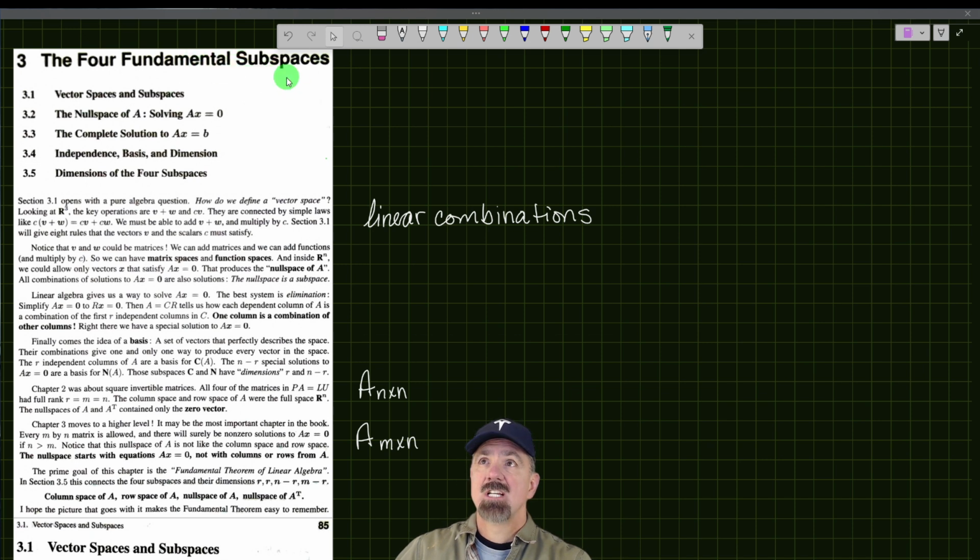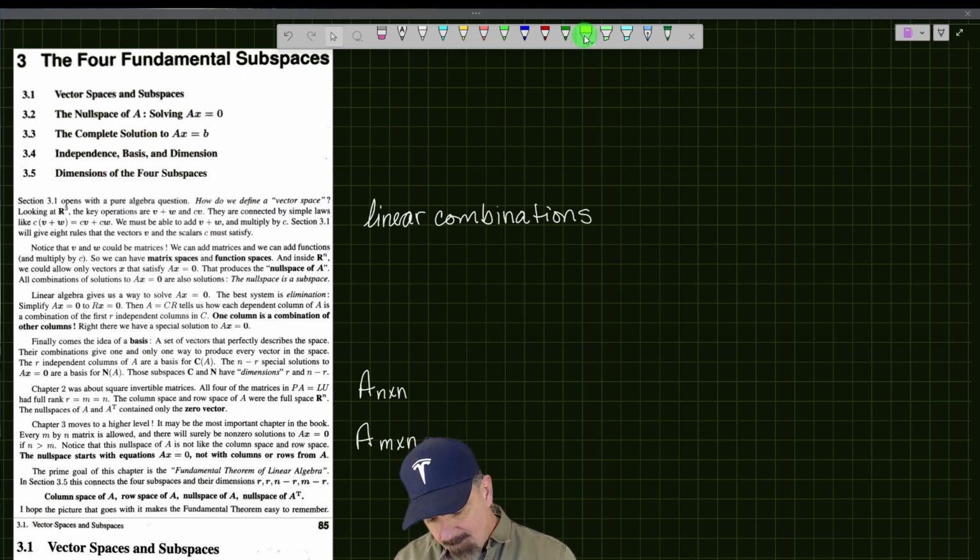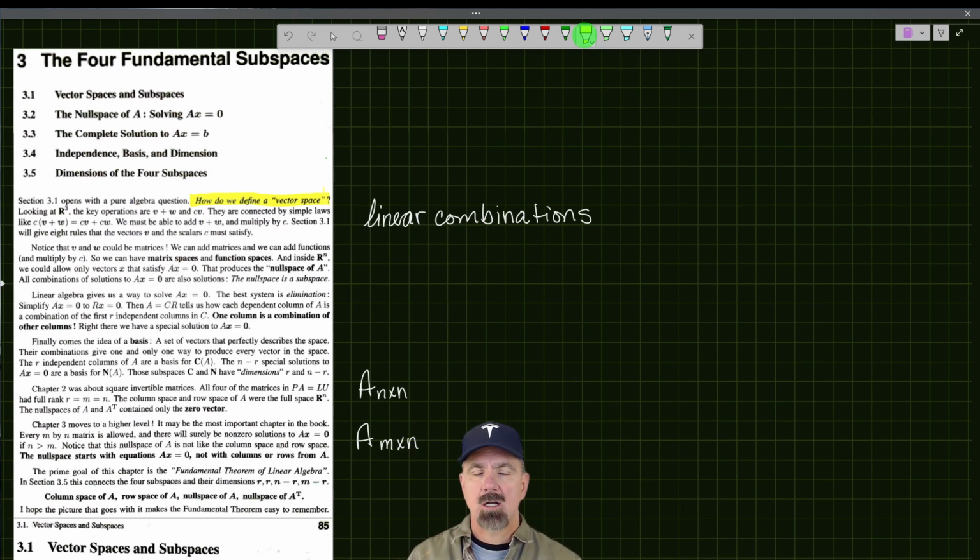But before we have the conversation about what the fundamental subspaces are, we need to figure out what vector spaces and subspaces are. This is the overview for Chapter 3. Just a few things that I want to highlight here. First of all, he says, how do we define a vector space? Of course, that's a good question, and we'll talk a little bit about that. Obviously, we're not going to do any proofs associated with vector spaces, but it's important for us to understand the baseline ideas because they're so extremely powerful and applicable.